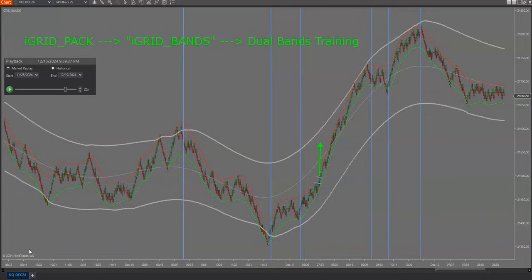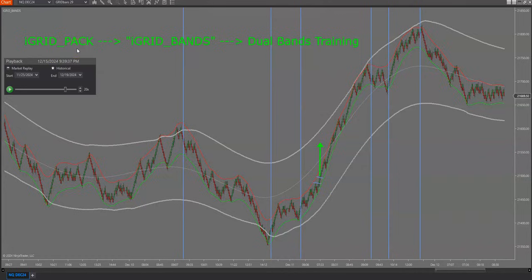As we're getting ready to close out 2024 in the last few days of December, with New Year's coming up on Wednesday, I wanted to kick off some dual bands training using the new iGrid bands indicator. That's part of our iGrid pack, which has been released.